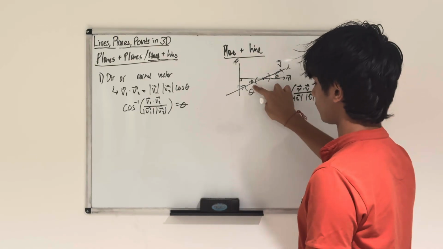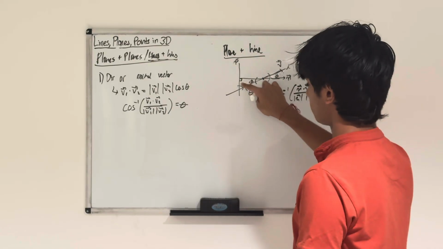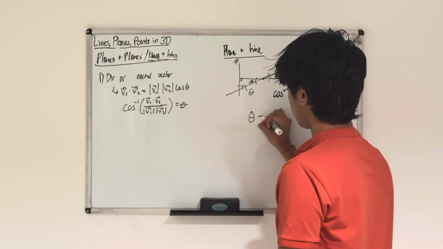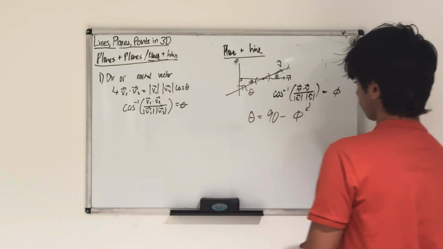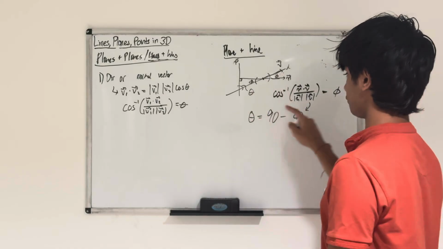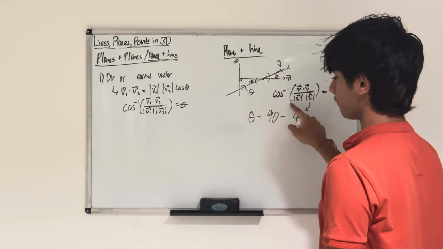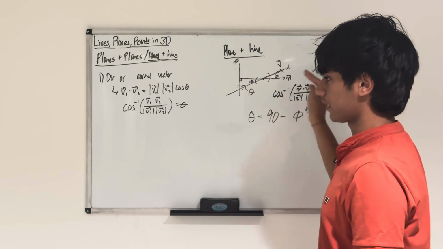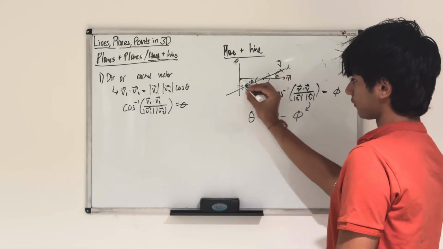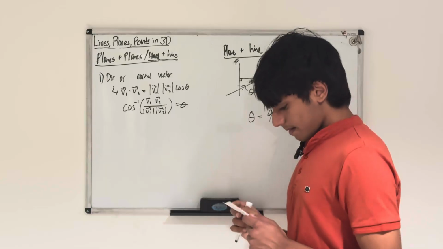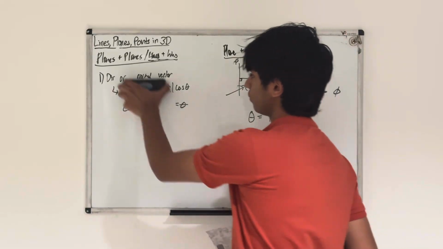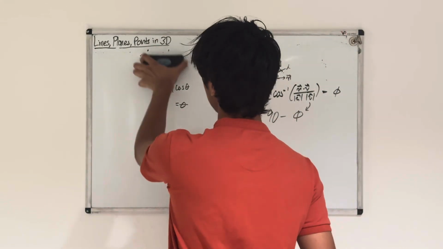And so theta plus phi plus 90 equals 180, which means that theta is equal to 90 minus phi, and phi is this value. So the way we solve for the angle is by using this formula: 90 minus the inverse cosine of the dot product divided by the magnitudes of the normal vector of the plane and the direction vector of the line. So that's how we find the angle between these geometric objects in 3D.